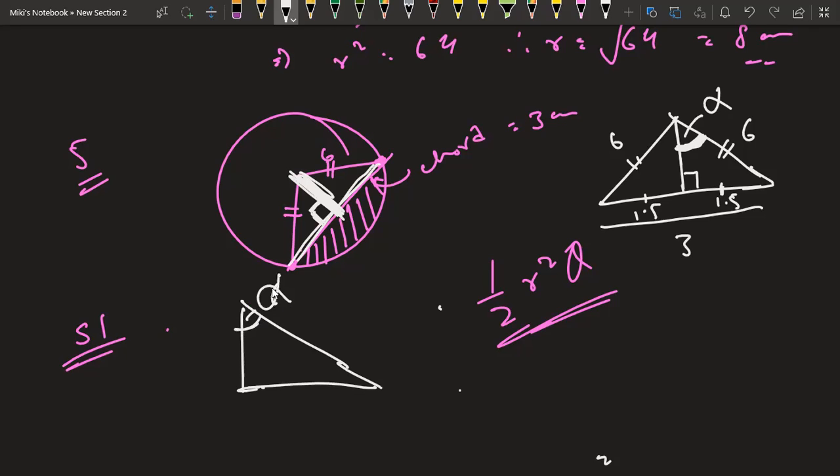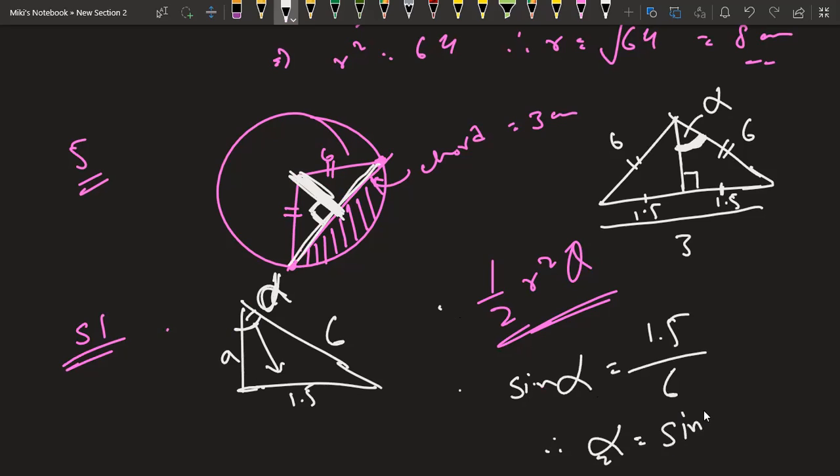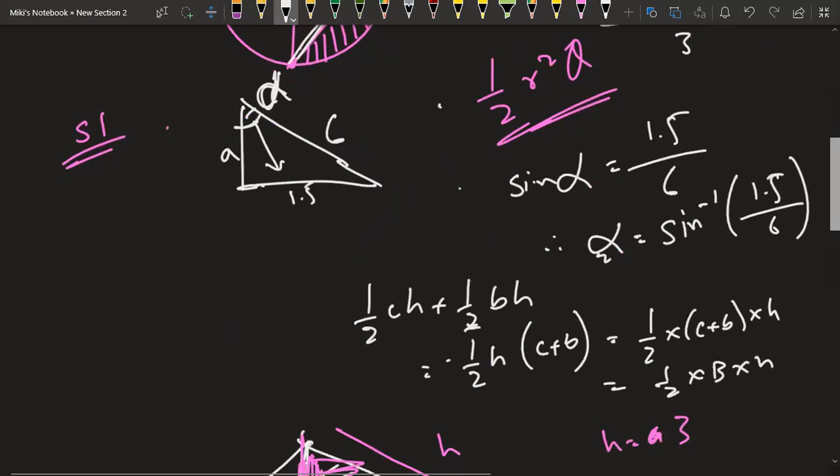This is our alpha. Now, according to alpha, the opposite side is this one, which is 1.5. The adjacent side is this one, which is unknown, and the hypotenuse is 6. So which formula can we use? We can use simply sine. So sine alpha is equal to 1.5 over 6. That means alpha is sine inverse of 1.5 over 6. Remember to calculate things in radians, okay?